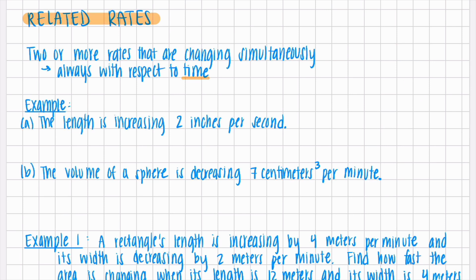So I would write this, you choose a letter. So I'm going to choose L for length. I'm going to say dL/dt equals 2, and then we want to put our units, 2 inches per second.